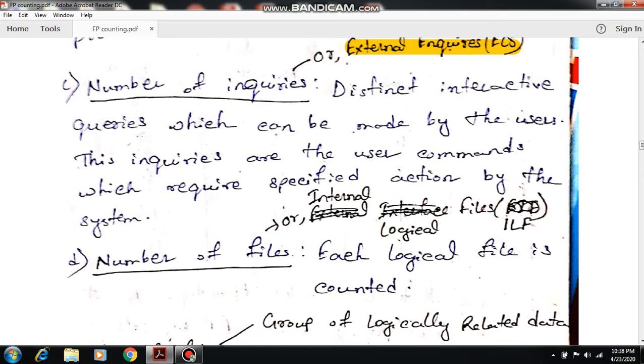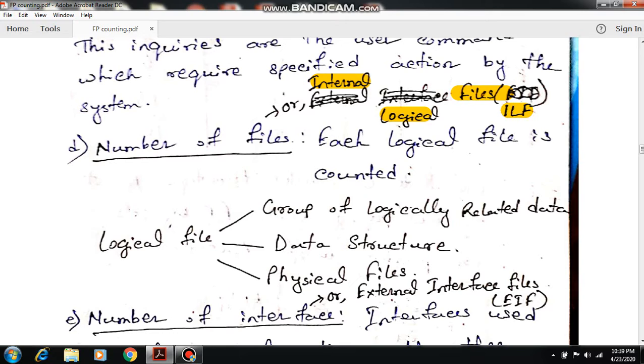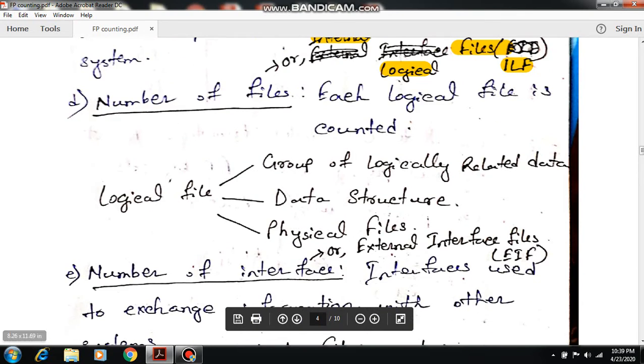Interface means if we make an application of the software, every page, whatever documents or entries are there, the whole page is called a single interface. Now the number of files. All logical files are counted as files. It is called the internal logical file or ILF. A logical file is basically a group of logically related data structures or physical files.